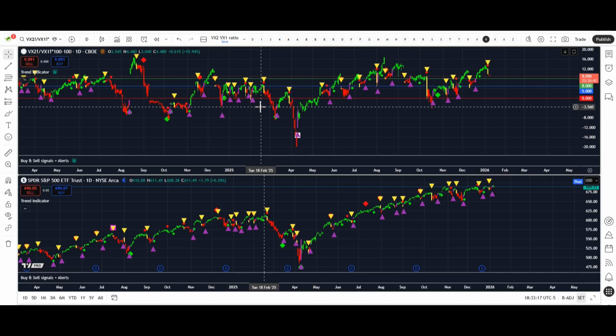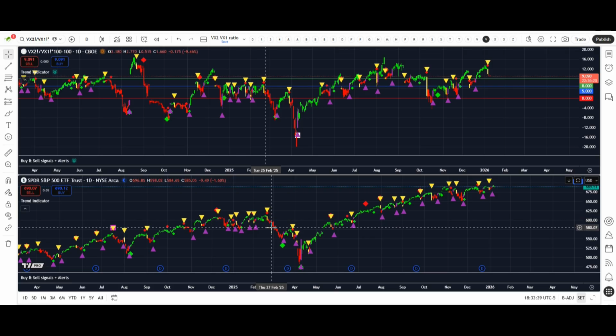So let's take this first signal up here on the top chart on the 21st of February. We got a sell signal right there, the red diamond, and the downtrend change as well. We obviously also got that there on the S&P using the same indicator. So that's obviously a pretty clear-cut case to get in and get out.